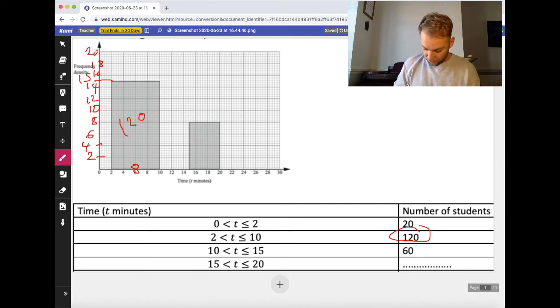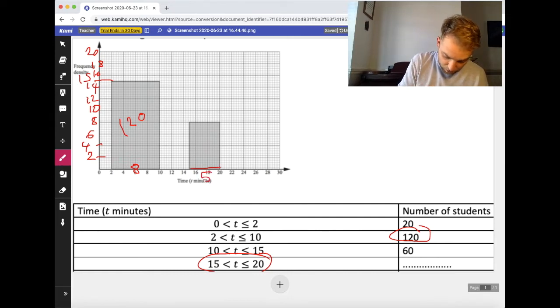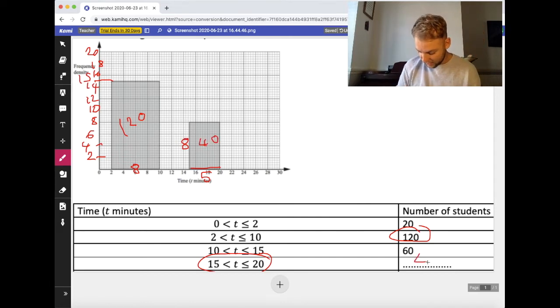So next up, if I want to work out this one here, which is between 15 and 20, then what I need to do is work out the area of this. So I know that the width of this is between 15 and 20, which is 5. I know that the height of this is up to 8, because it says there 8. So 5 times by 8 is going to be equal to 40, which I know is the frequency, because the area is represented by the frequency. It is tricky, that. It is tough. Let's check and make sure we've got that right.